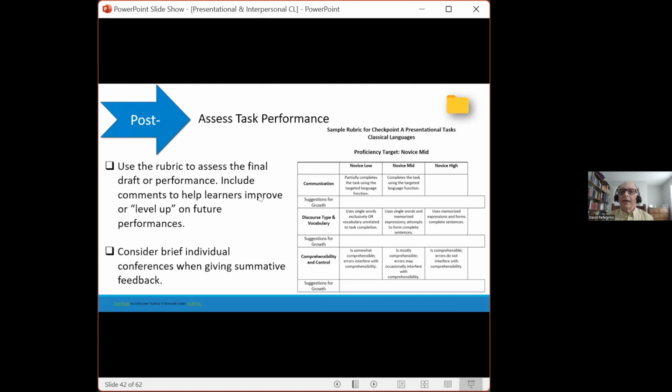These comments can be a springboard for brief individual conferences with students. And we all know that when we have a high number of students in our classes, it's difficult to have a conference with individual students, but they can be brief. And if you have everything delineated on your rubric, it will go a lot faster.